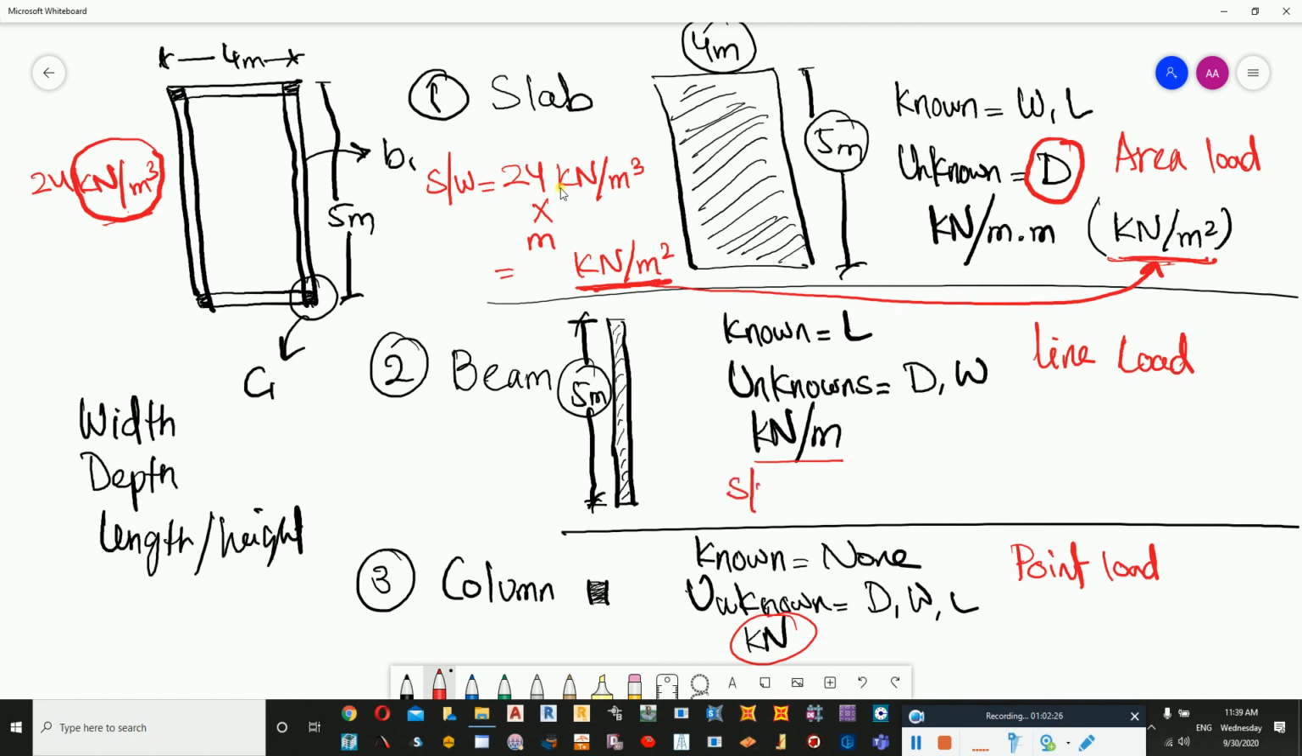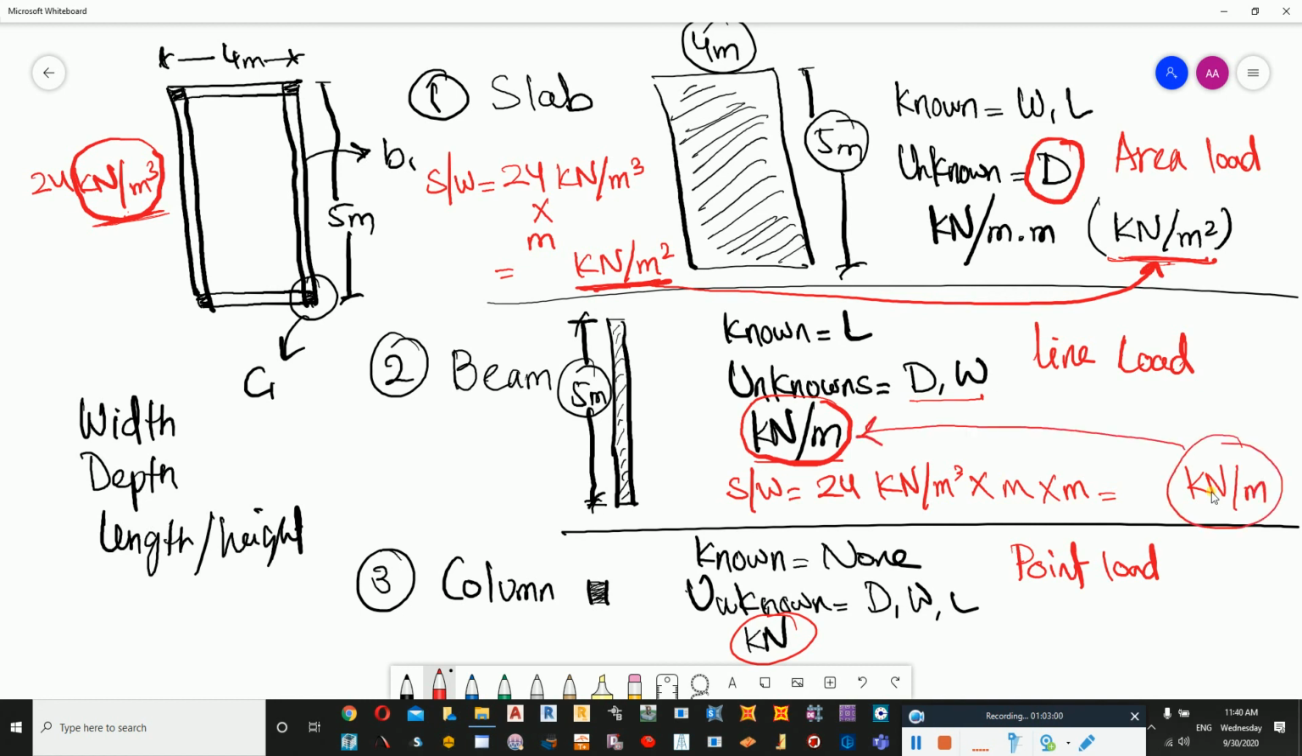For the beam, self weight is equal to 24 kilonewton per meter cube, and my unit of loading for the beam is kilonewton per meter. It means that I need to multiply the kilonewton per meter cube by two dimensions. Those two dimensions are the unknowns, so I multiply by meter for the depth and meter for the width, and eventually we have kilonewton per meter, which is exactly what we have.